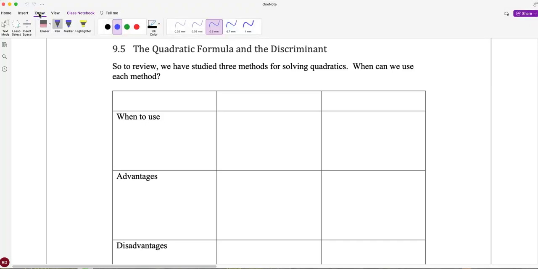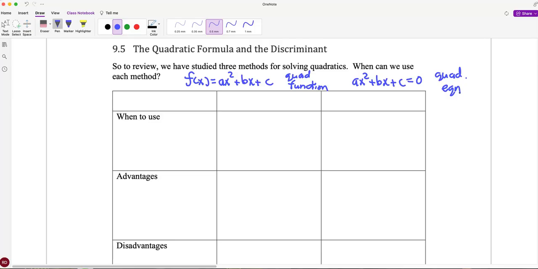So, Algebra 1, we've had three methods for solving quadratics. And what I mean by that is f of x equals ax squared plus bx plus c. This is a quadratic function. But we've been solving quadratic equations. So ax squared plus bx plus c equals 0. This is a quadratic equation.